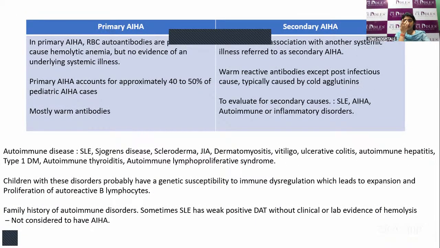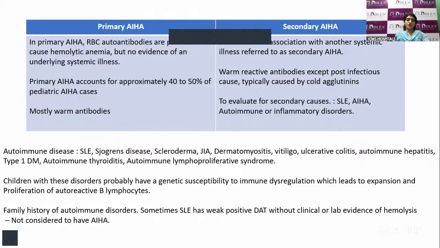So here I've just differentiated between primary AIHA and secondary AIHA. In primary AIHA, RBC antibodies are present and cause hemolytic anemia, but there is no evidence of an underlying systemic illness. If a systemic illness is present, that is most likely secondary AIHA. Primary AIHA accounts for 40 to 50% of pediatric AIHA cases.